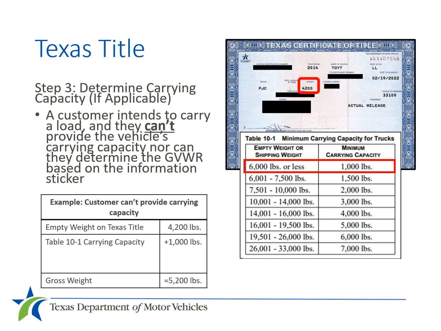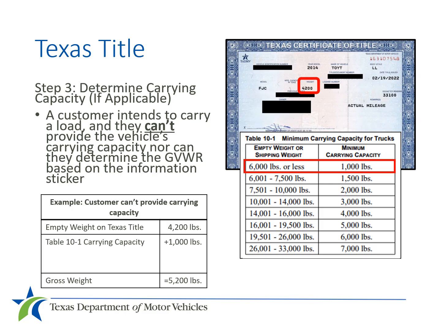This table reflects the minimum carrying capacity for trucks based on empty weight, only if the owner or applicant cannot provide the vehicle's carrying capacity and the gross vehicle weight rating cannot be determined. So going back to our example, the customer has now stated that they intend to carry a load in their FJ Cruiser, but they're unsure of what the vehicle's carrying capacity is.